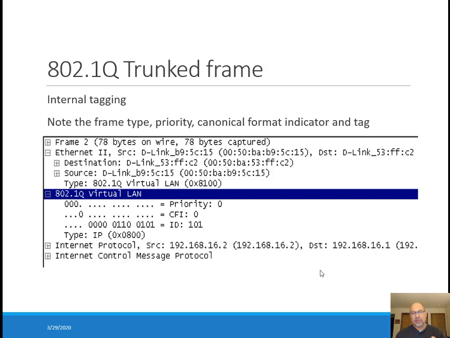Following down from 8100, we now know that we've got to include this priority, the canonical identifier. This is just an indication of the order of the bits, the least significant and most significant bits, and then the VLAN ID. And then whatever we had before. So the type is 0800, and then we're right back into IPv4. But that's the important part to realize here. We've got a change to the frame structure, so we have to change the type to 8100, and then we put the tag in there and the priority.